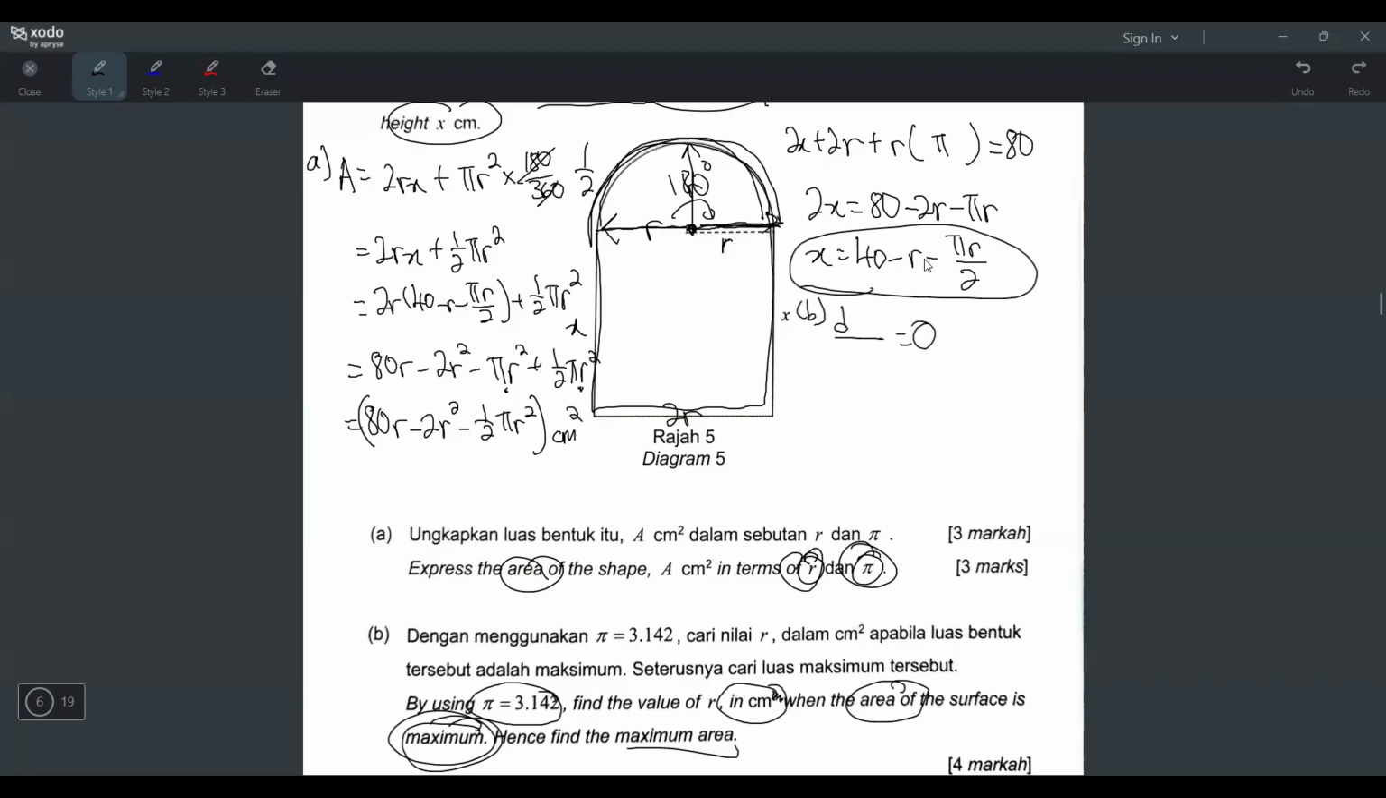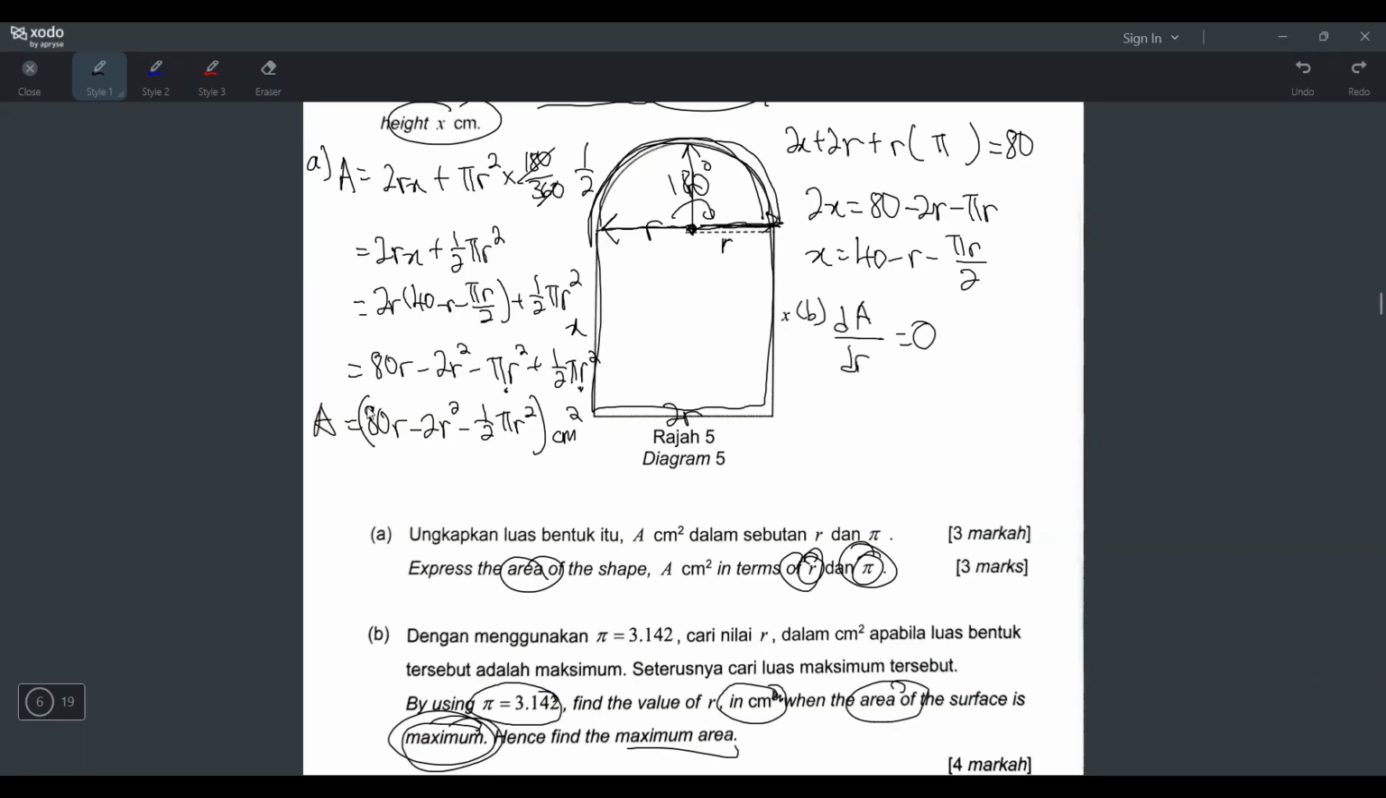Don't tell me you differentiate this. No, this is not the area equation. You should differentiate this, because this is the area of surface equation. So you will just do dA/dr equals 0 straight away. After you do that, then you can get your r already. But don't forget, they also ask for maximum area, right? But it's okay, that one you can substitute in later. So let's do this first.